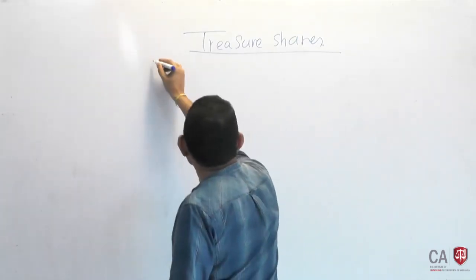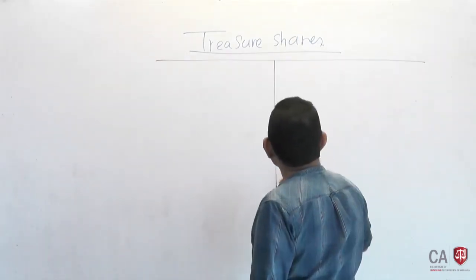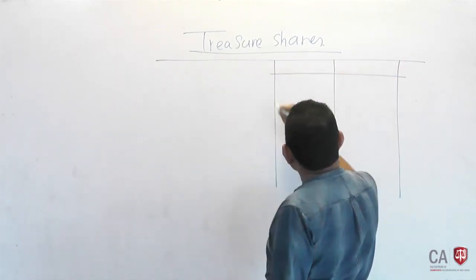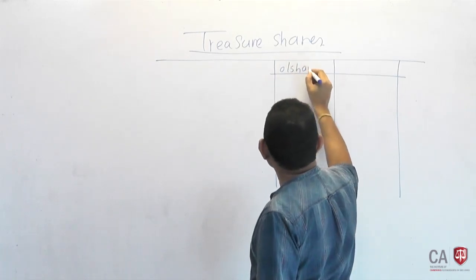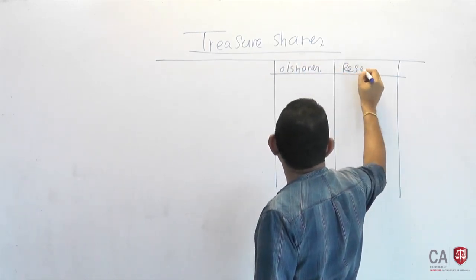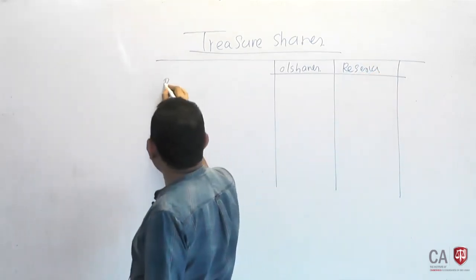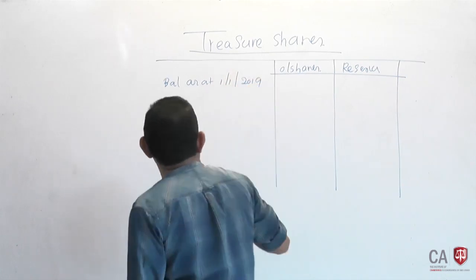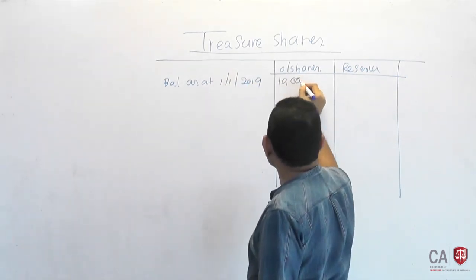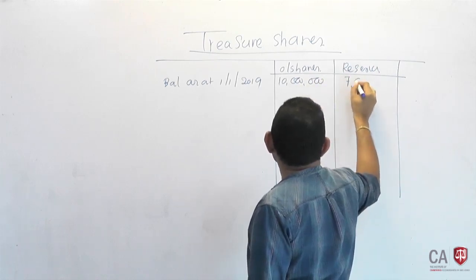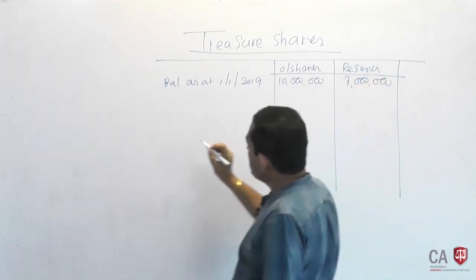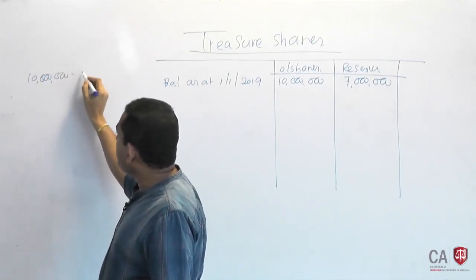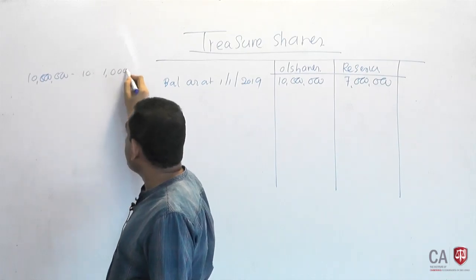Now, say a company has ordinary shares and reserves. Balance as at 1st January 2019: 10 million for shares and 7 million for reserves. The shares of 10 million are denominated by 10 rupee shares. So, there is 1 million shares in issue.